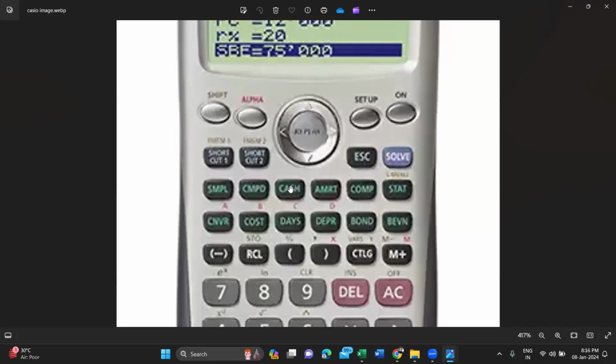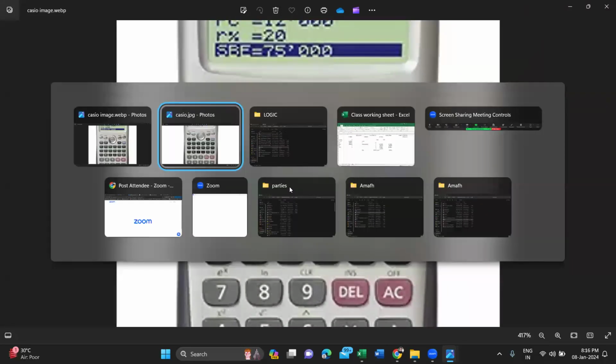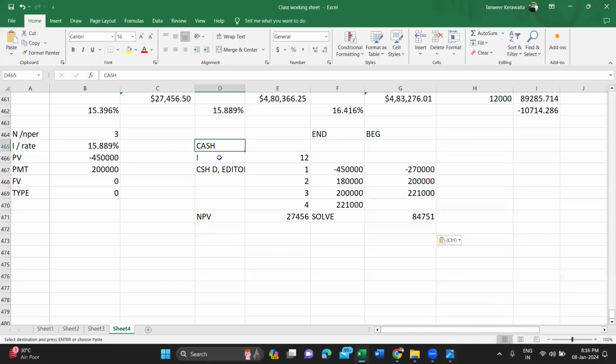Cash, right? You press the cash button first, and it will open some table. Then first you have to enter I. Now, I we don't have. We want to find out the rate, right? We don't have any discounting rate. We want to find out the rate.